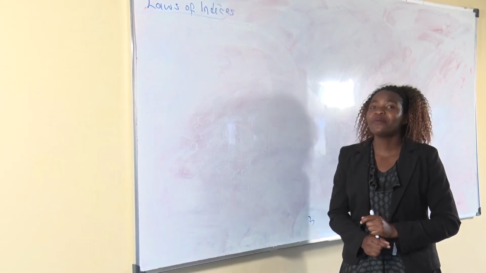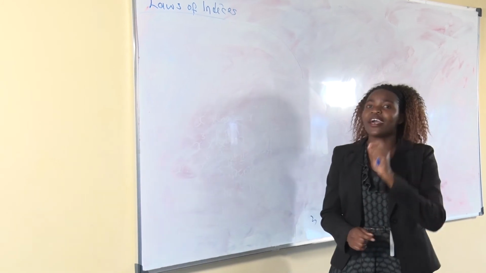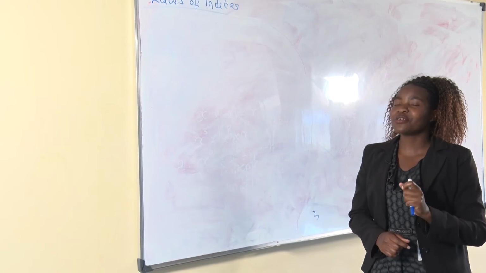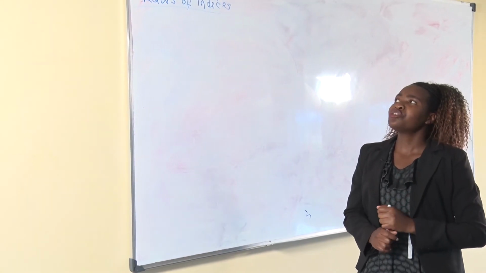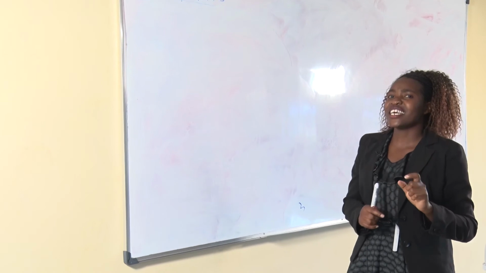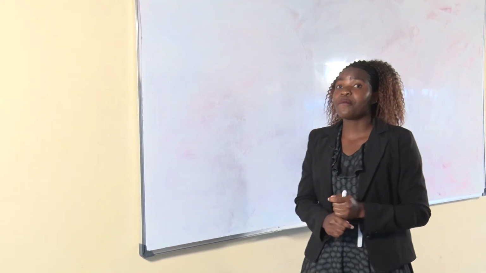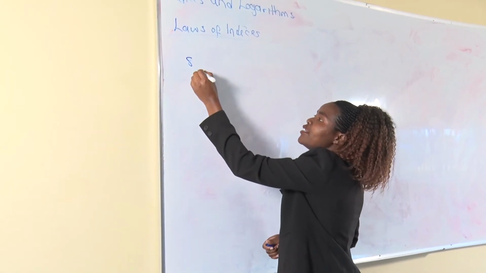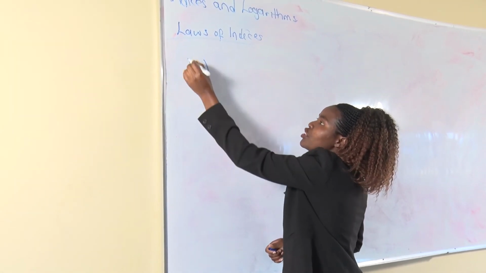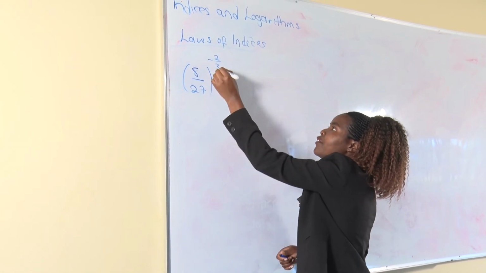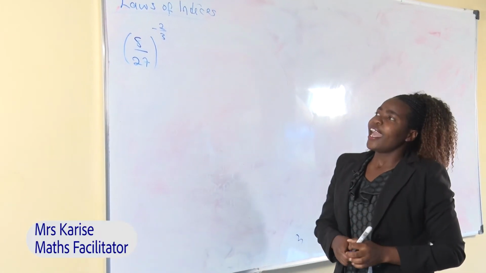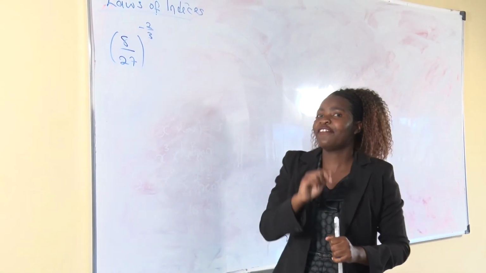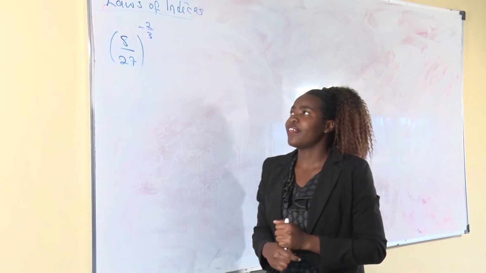We are continuing with our topic, indices and logarithms. Previously, we were talking about the 6 basic laws of indices. Now we want to look at some of the questions that usually challenge most of our learners. Suppose we have a number like 8 divided by 27 to the power negative 2/3. Here our number is a fraction, and the power is a negative fraction. How can we deal with that?